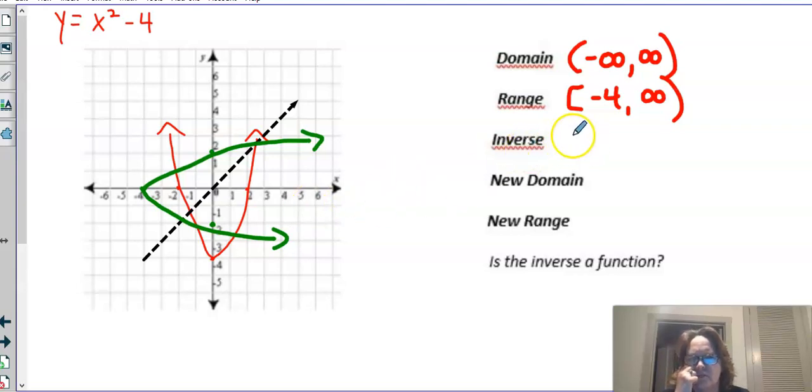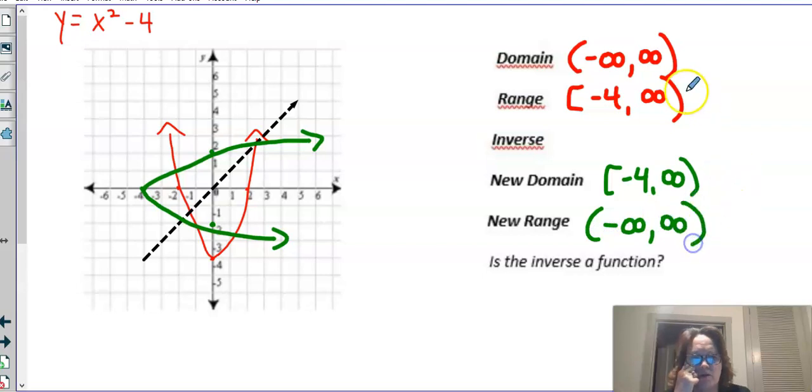We're going to do the inverse equation later. We're going to come back to it. The new domain and range: the domain starts at -4 and goes to positive infinity. The new range is negative infinity to positive infinity. And if you notice, domain, range, the opposite, domain, range, and then range, domain. So these actually do switch again.